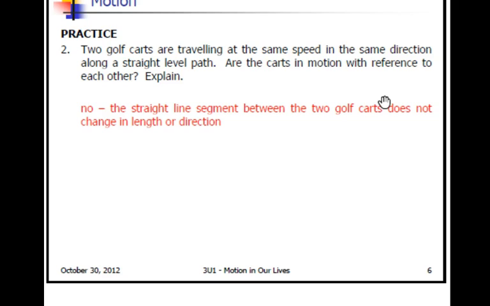Here the golf carts are traveling at the same speed. They're also traveling in the same direction. So if the first golf cart moves 5 meters, the second golf cart also moves 5 meters. And they're both moving in the same direction. So the straight line distance between them hasn't changed.